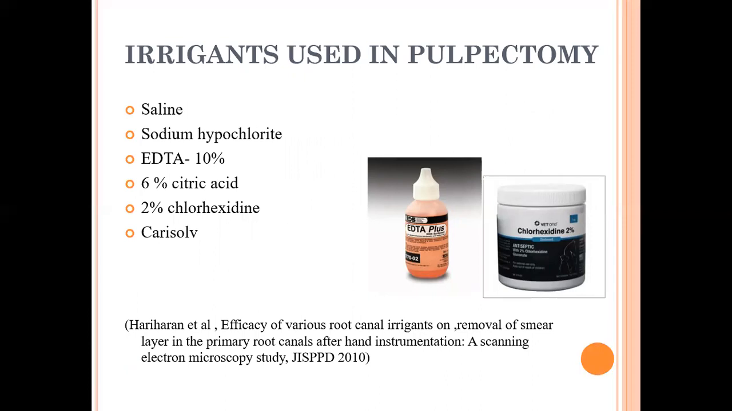The most common irrigants used in pulpectomy procedure include saline, sodium hypochlorite, 10% EDTA, 6% citric acid, 2% chlorhexidine, and Kerry salt.